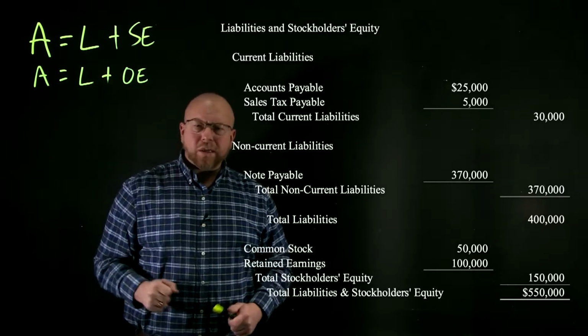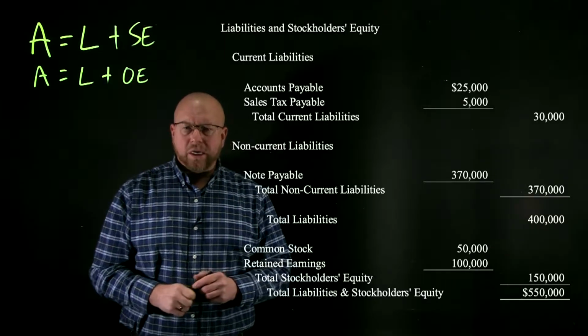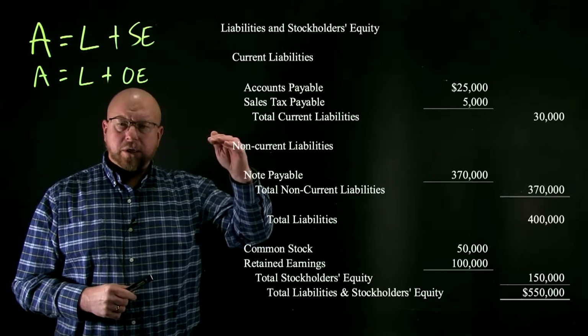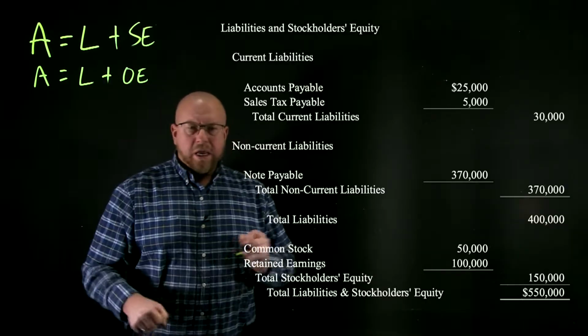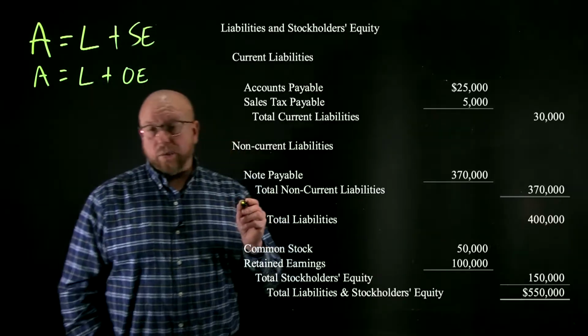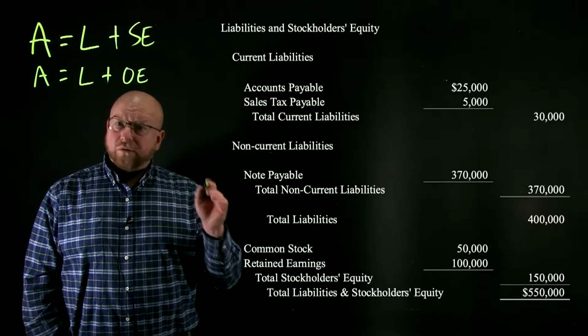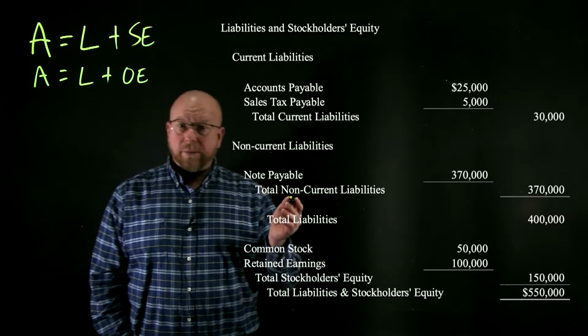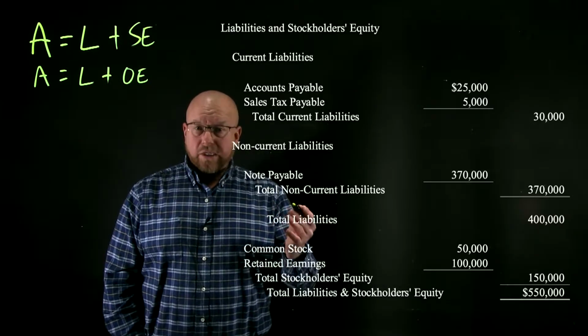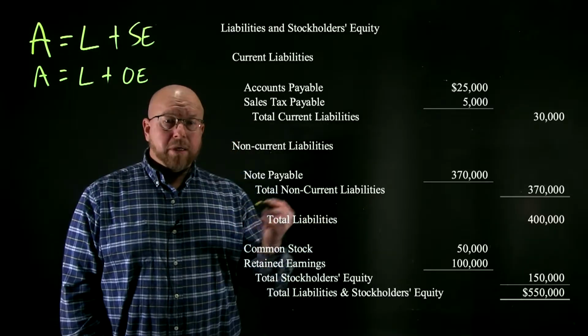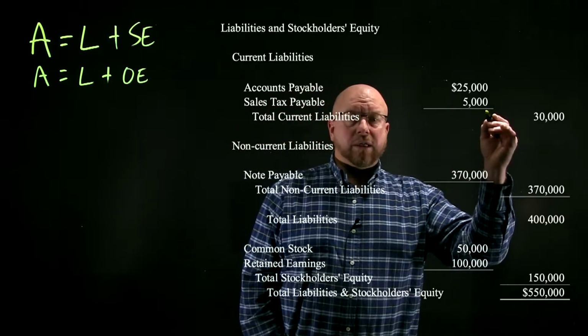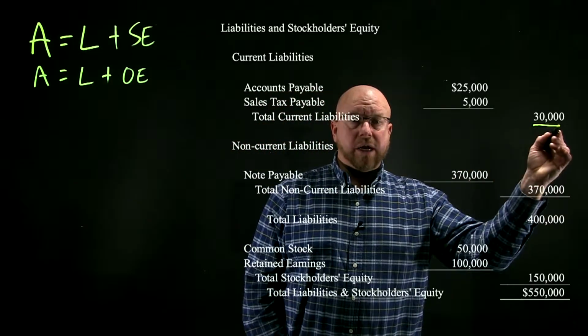But let's take a look at this second part of the balance sheet. So we have current liabilities and non-current liabilities. If you remember from our discussion with assets, current assets are expected to be converted to cash or used up, consumed within the next year. Now, current liabilities, what we have, you can take a look, we've got this $30,000 here.